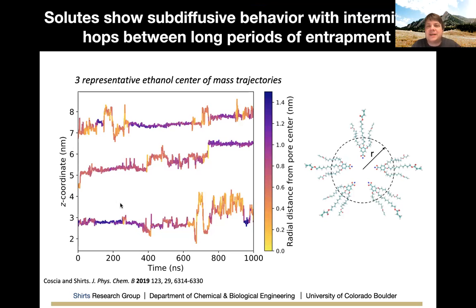So here are three representative ethanol center of mass trajectories, and you can see yellow means closer to the center of the pore, and they're jiggling around quite a lot. They move more frequently there. And the purple is out further into the hydrophobic region, and you can see that it can get out there, but it gets stuck when it's out there.